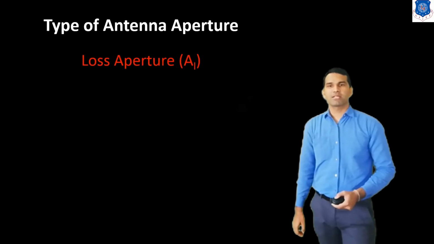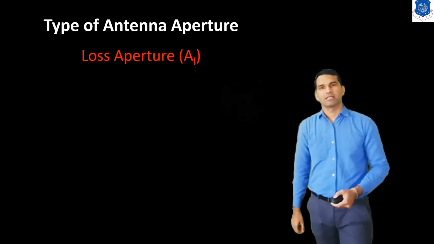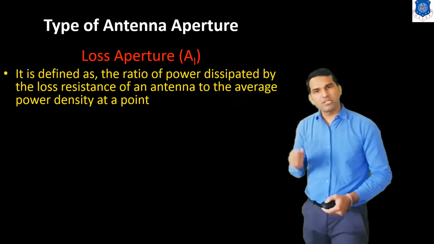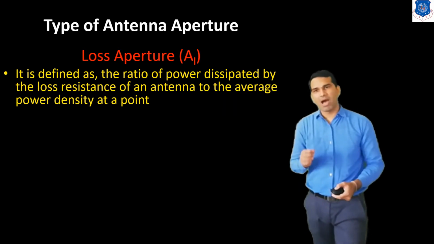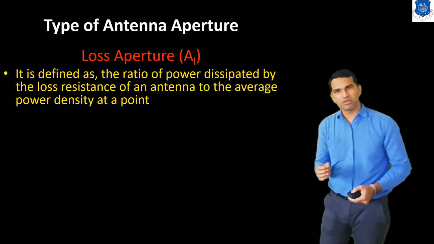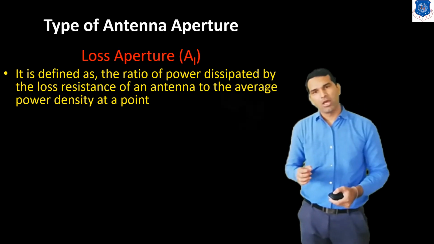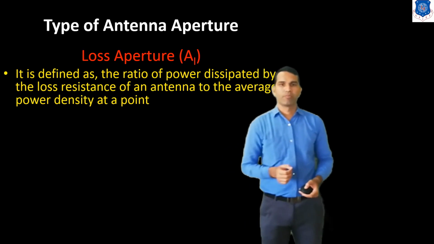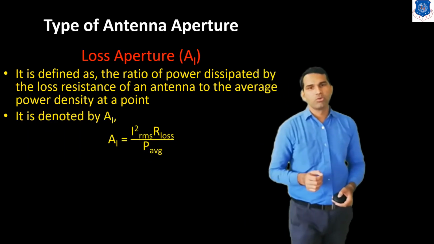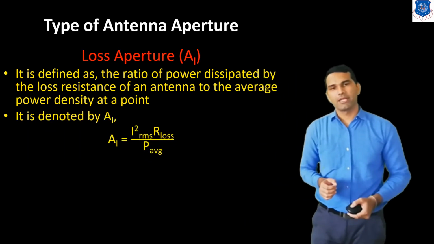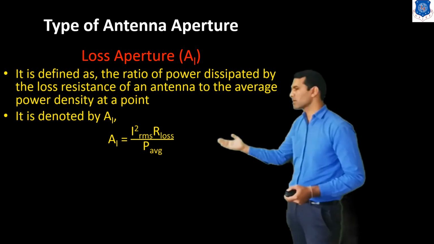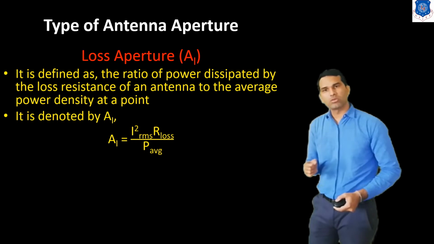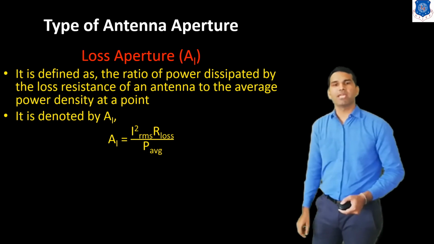Now the next aperture is the loss aperture, AL. It is defined as the ratio of power dissipated by the loss resistance of an antenna to the average power density at a point. It is denoted by AL, and the equation for the loss aperture is AL equals I square RMS into R loss upon P average.